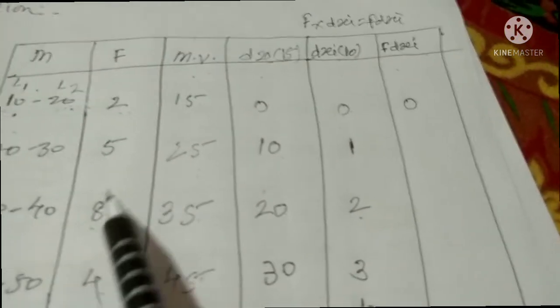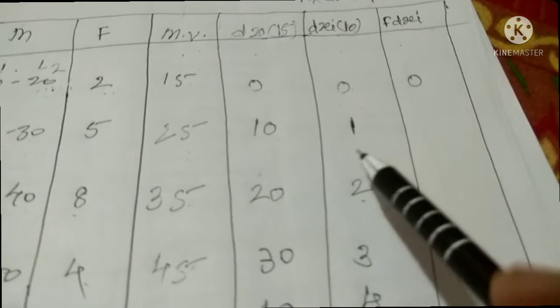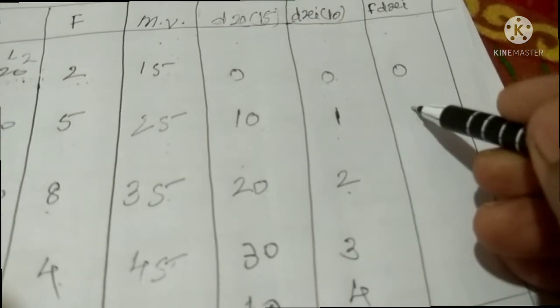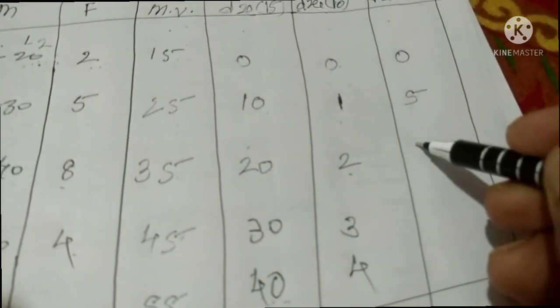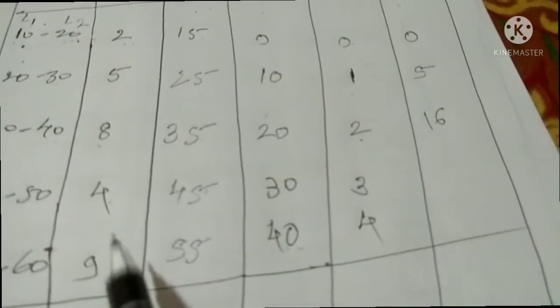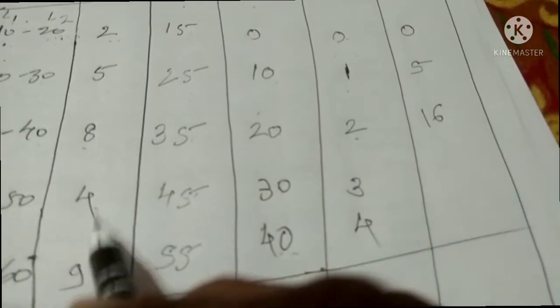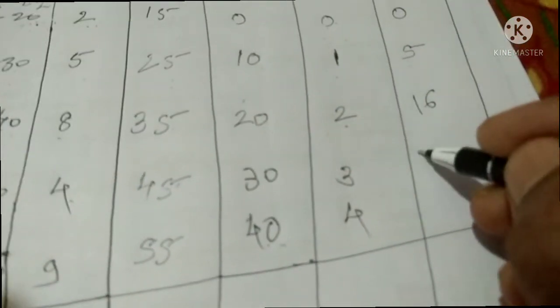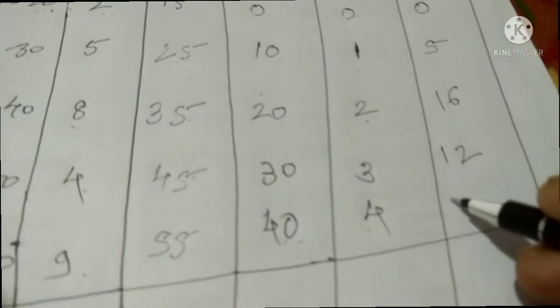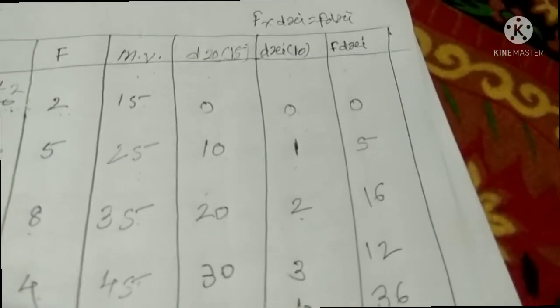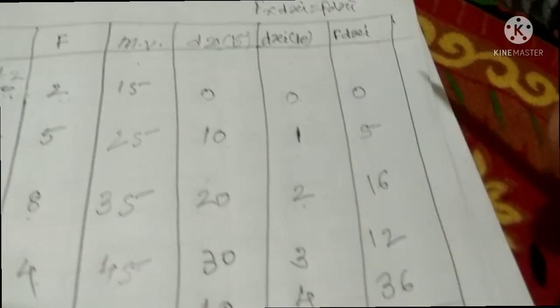Again 5 into 1, it becomes 5. 8 into 2, 16. 4 into 3, 12. 9 into 4, 36. So in this way we get the fdxi series.